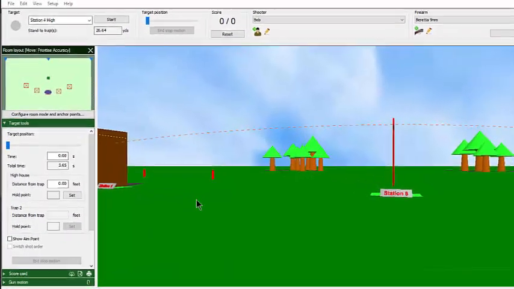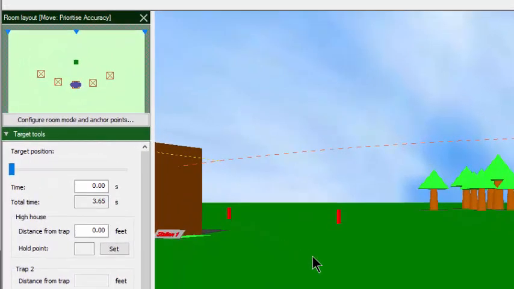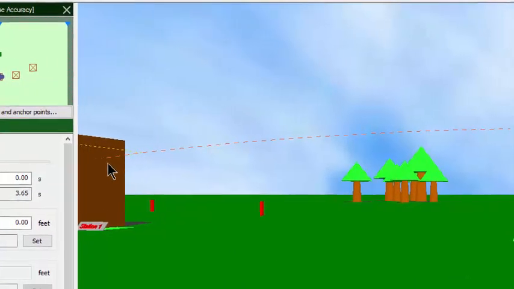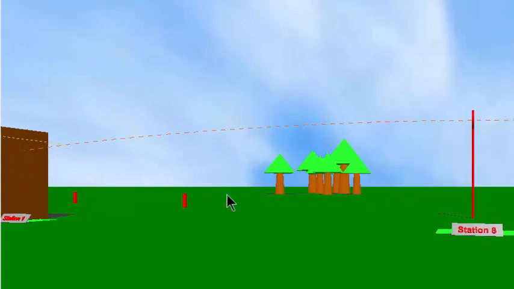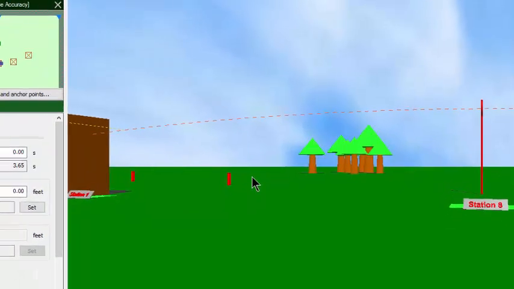Next, I would like you to see how long DryFire says it takes for the target to get from here at the house to the crossover stake. And then after we do that, I'm going to show you how I have been able to measure exactly how long it took at my club.